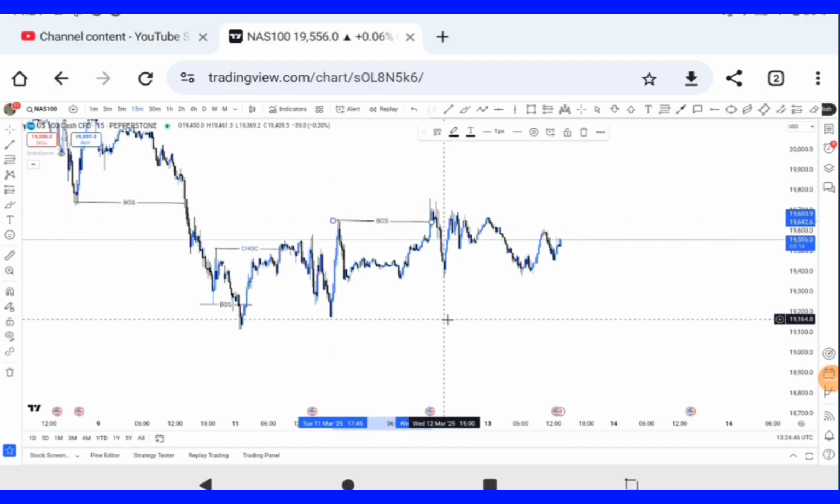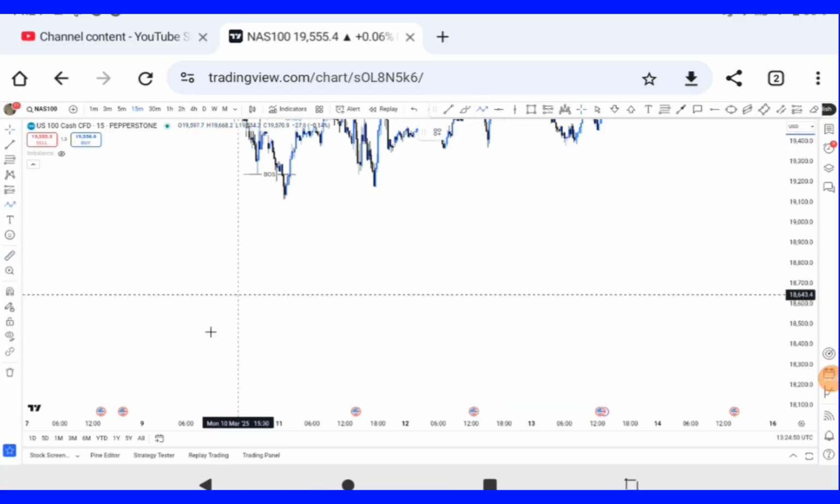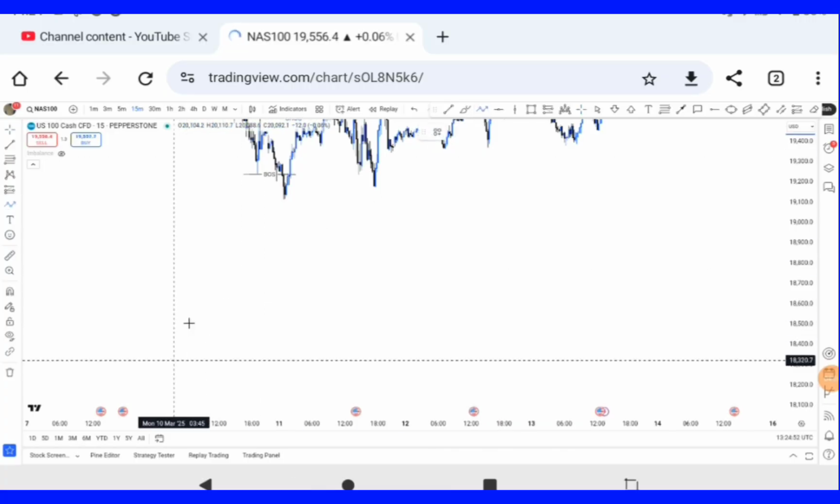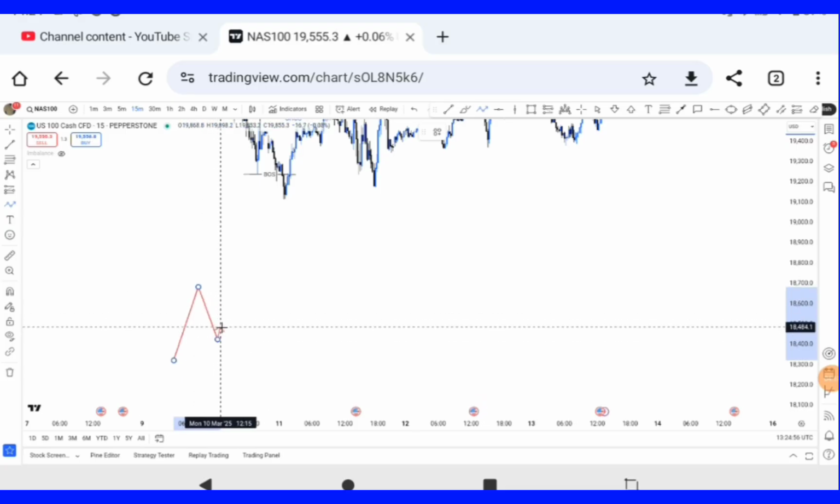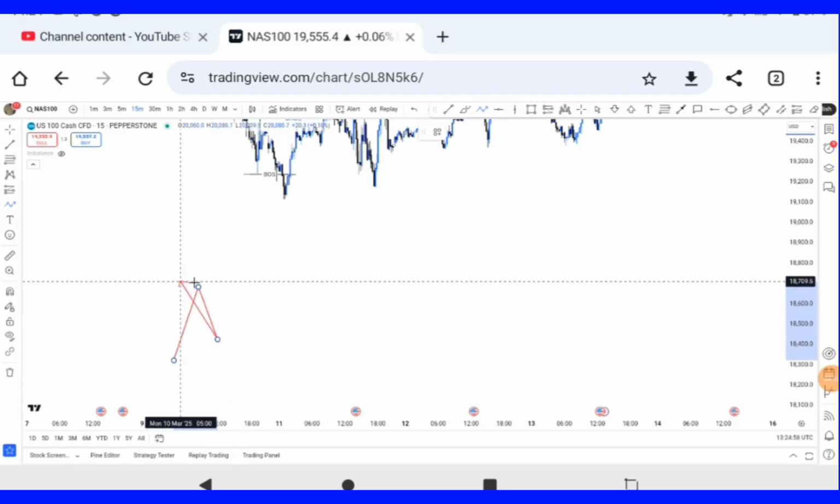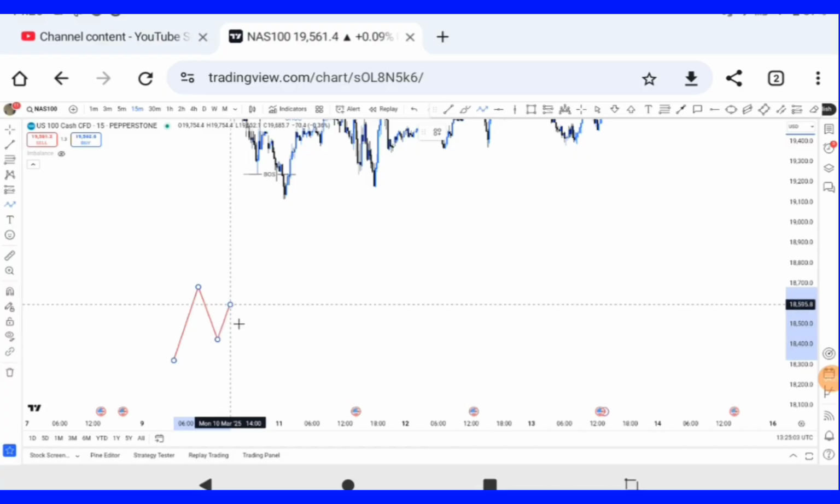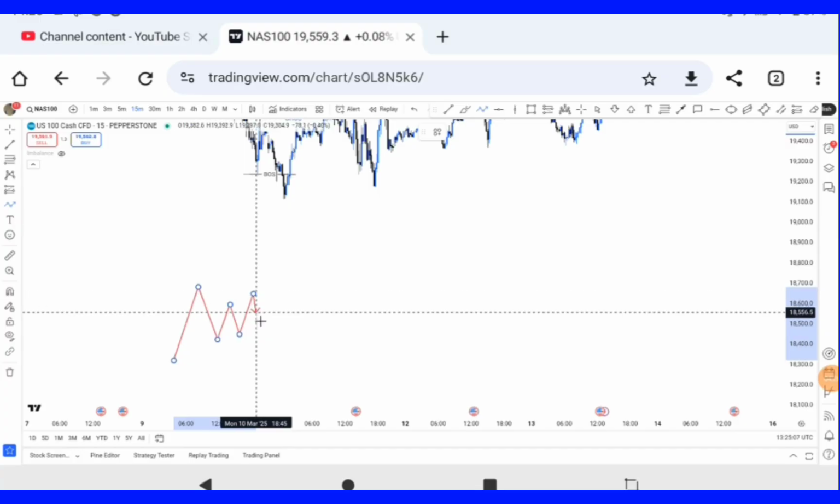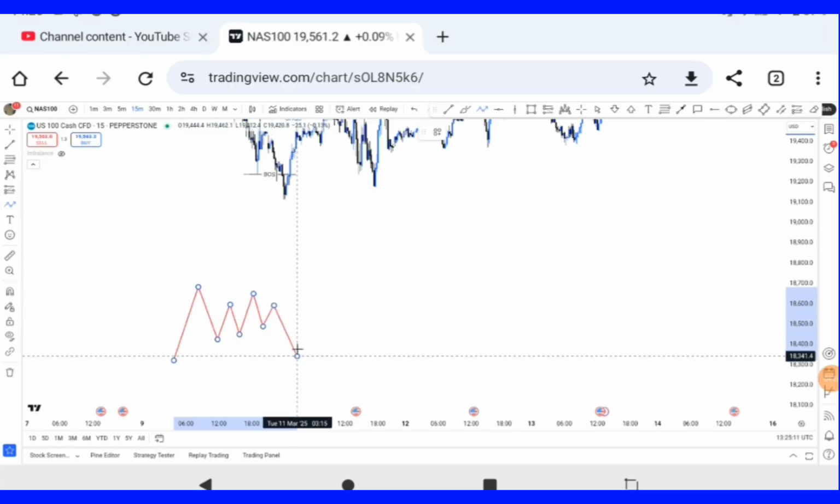So now what I want to explain is that we are talking about break of structure, and we said this is structure here. You understand? This is structure. So until this place is taken out, that's when we have a break of structure. Now let us assume we started having something like this, like this, like this. And then what is happening?